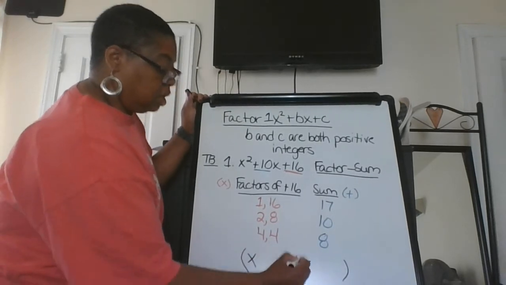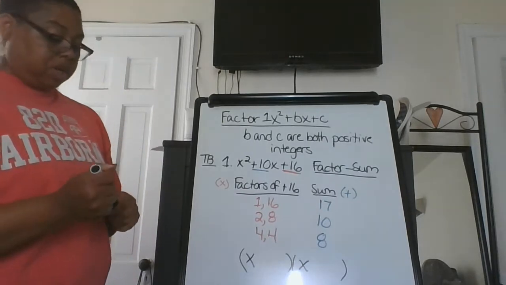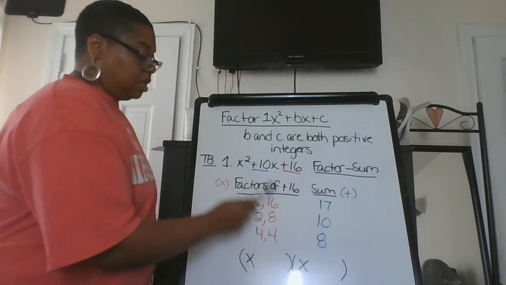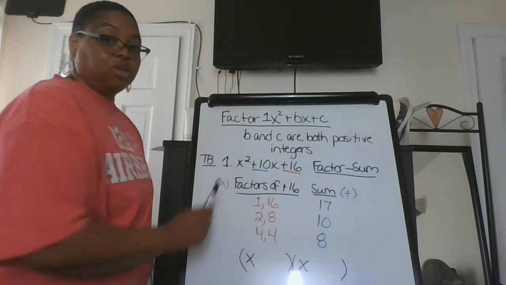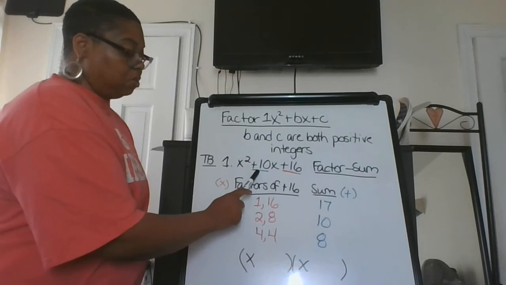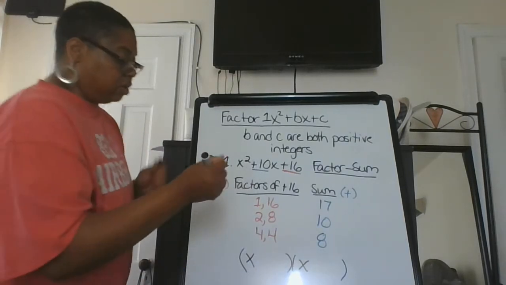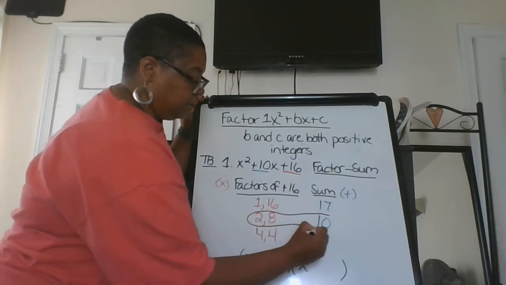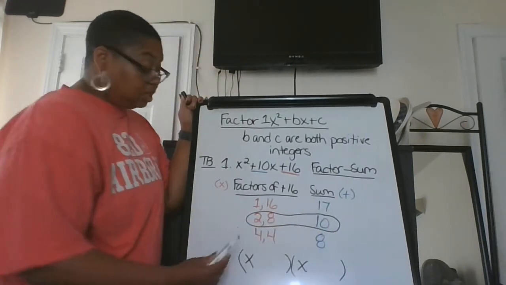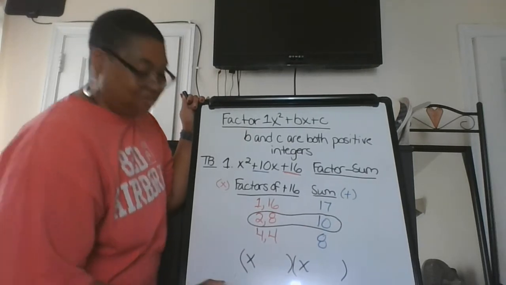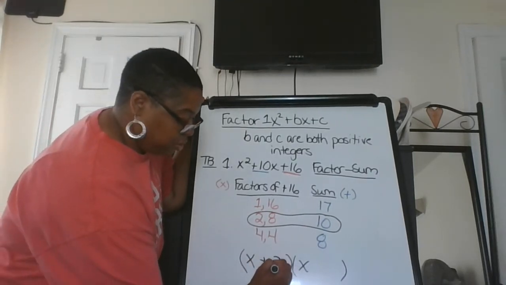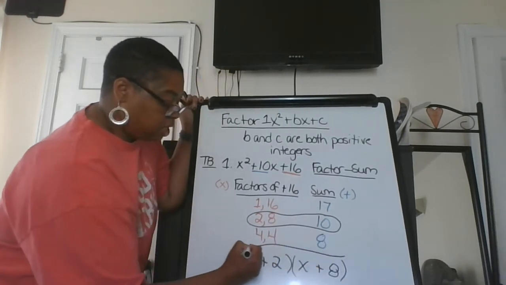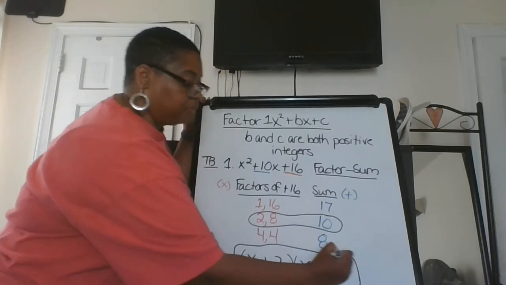Variable goes first, your numbers go after the variables. Okay, now to get our final answer, it depends on what that sum is, because the sum has to be the middle term. So whichever one of these numbers gives you the middle term, that's going to be a part of your answer. So here we are, there's 10. That means we got 2 and 8. And that's a positive 2 and a positive 8. Positive meaning plus, so plus 2 and plus 8. Congratulations, there is your answer.